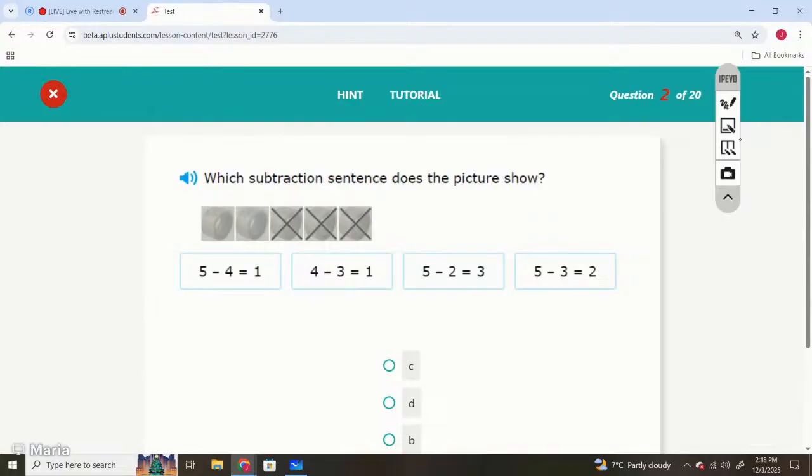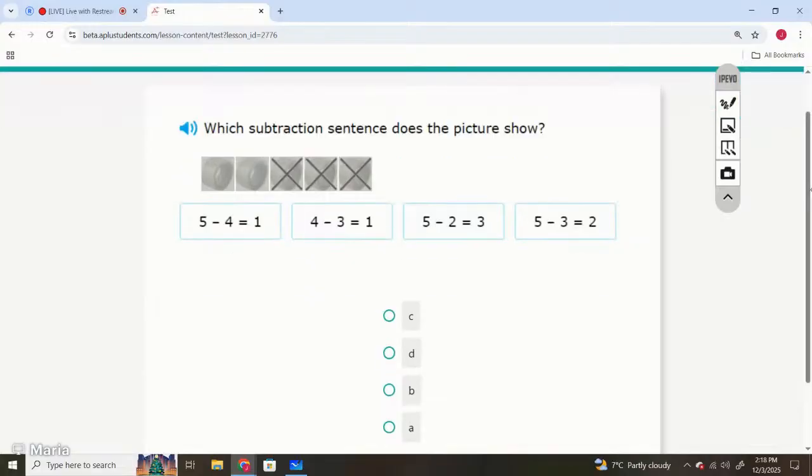Yes, we have 5 of them, so we are left with, right? So option number D is the correct option. That would be 5 take away 3 equals 2.